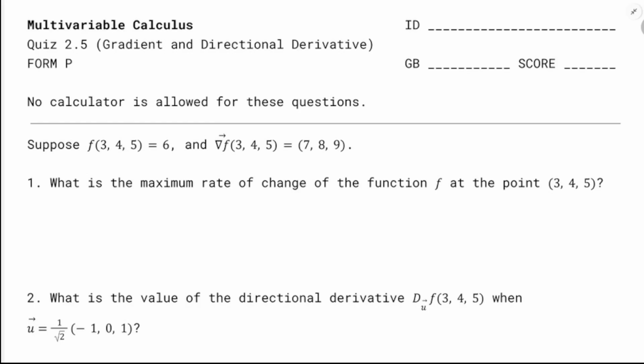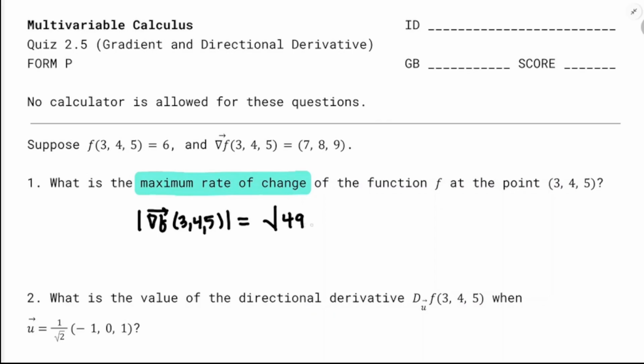So when they ask you about the maximum rate of change, that's the length of the gradient vector. Okay, and we need to be able to just translate that. So let's say, what is the length of the gradient of f? So I've got this, and so really what I'm doing is taking the length of the vector 7, 8, 9.